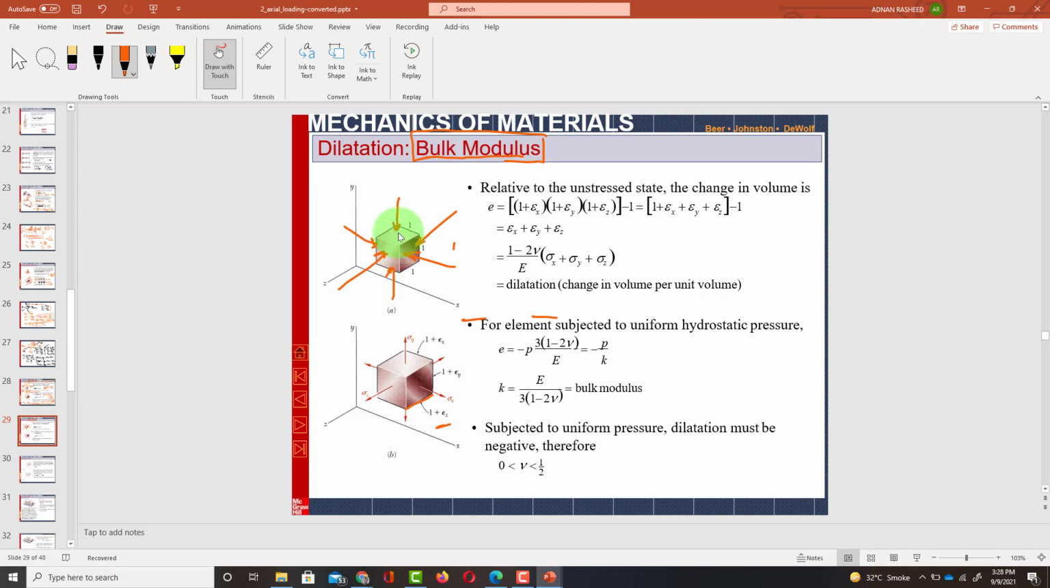So in this condition, the object is said to be in hydrostatic pressure because the pressure exerted from every edge is same. So in this case, sigma x is equal to sigma y is equal to sigma z is equal to p. Clear? Minus p, because they are compressive.